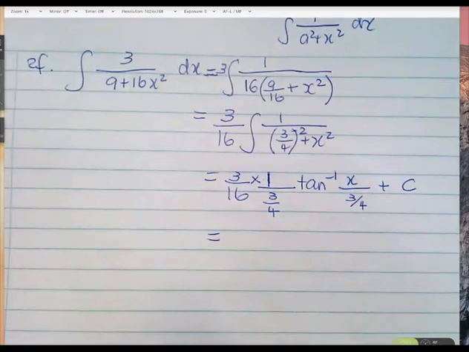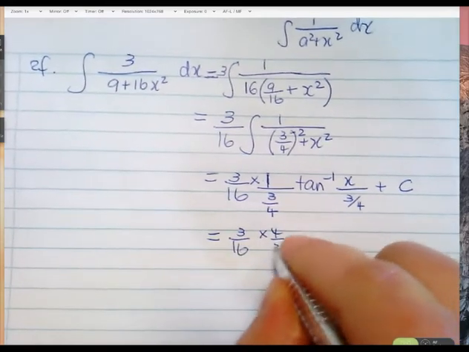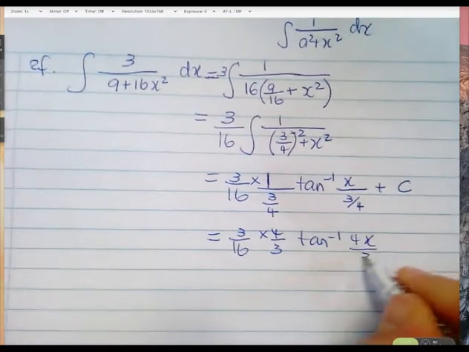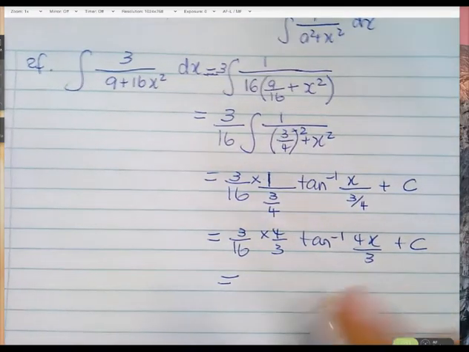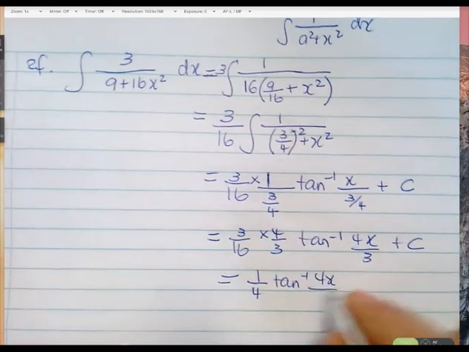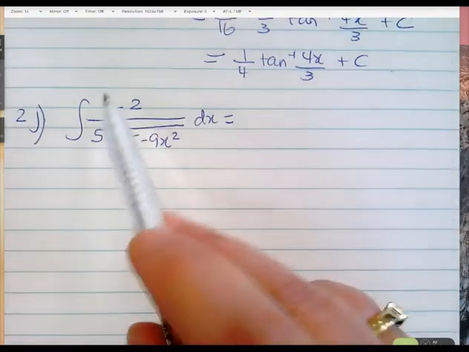Just be careful. So it's 3 over 16 times what? Times 4 on 3 inverse tan of 4x on 3 plus c, and simplifying again, the 3's cancel. What have you got? 1/4 inverse tan 4x on 3 plus c. All right.